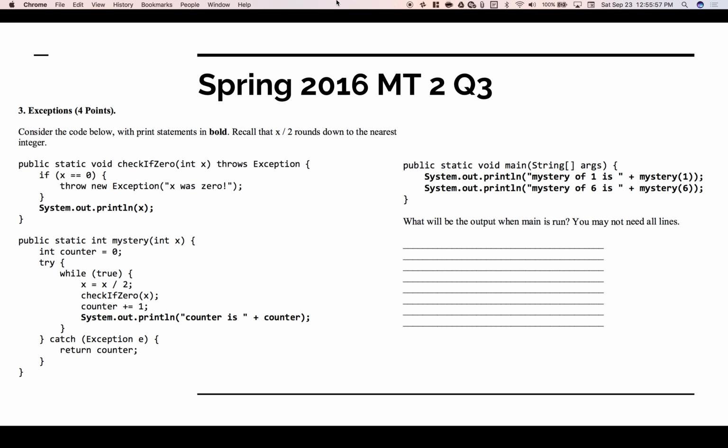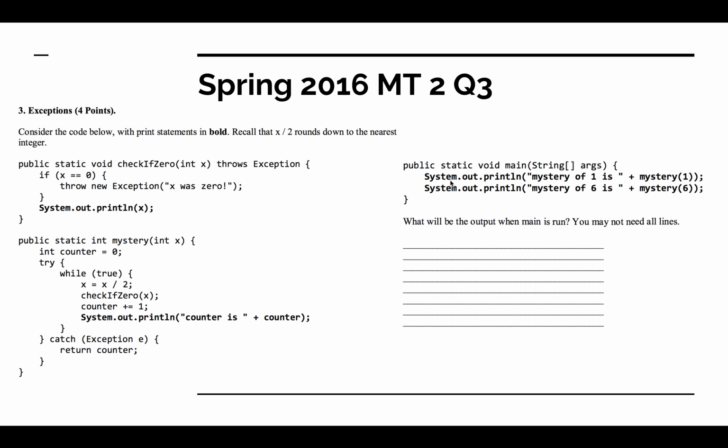Okay, do you guys need more time, or who wants more time? Okay, I don't think too many of you need more time. So let's go over it. We're just going to go over the 2 lines in main step by step. So we start with calling mystery of 1. When we call mystery of 1, we go into the mystery function, x is currently 1, and counter is 0. So we go into the try block, and we see while true, x equals x divided by 2. So what is x now?